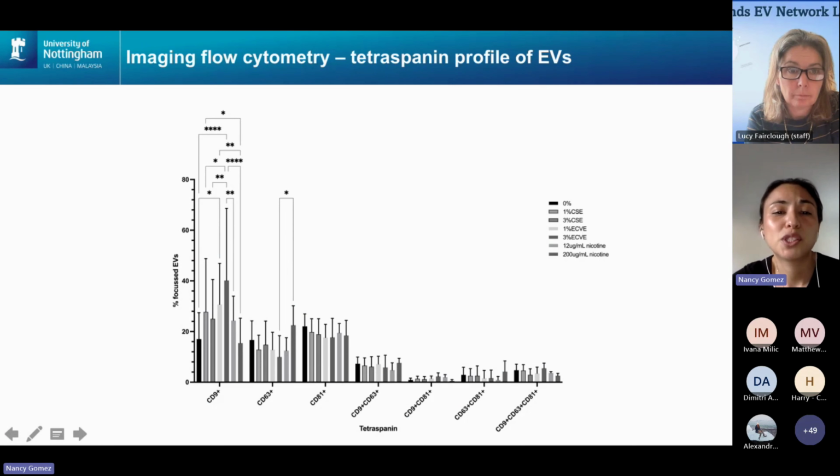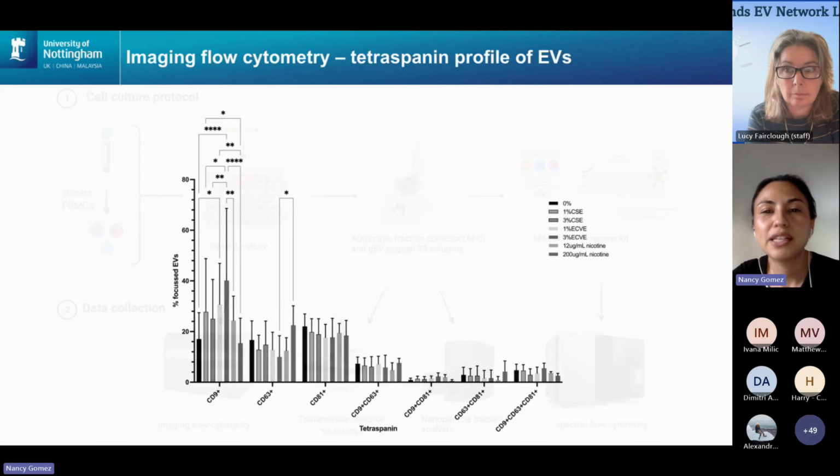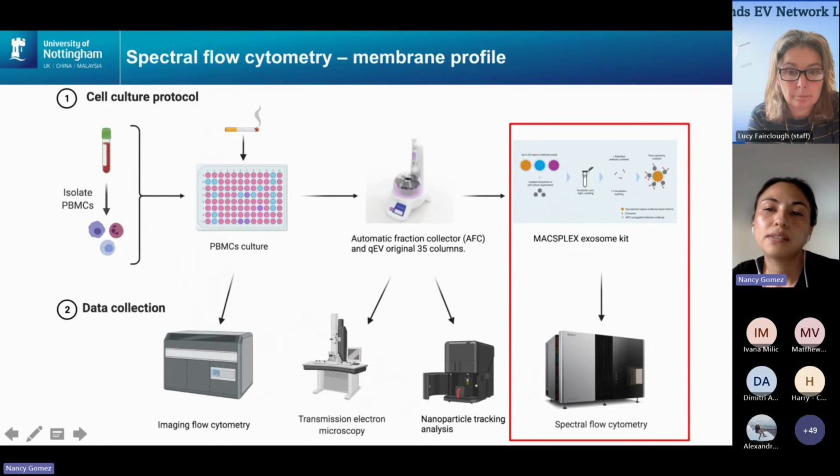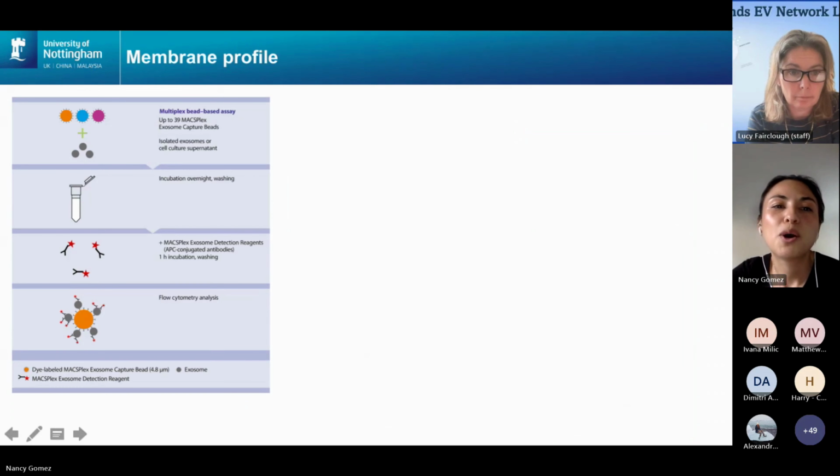So aside from looking at the tetraspanins, we also wanted to look at the expression of some membrane markers found on the EVs. So we used a MACSPlex exosome kit, and the way the kit works is that it has 37 different markers. It has 39 beads, but 37 markers and 2 controls. And using flow cytometry, here we can see we gated for the 39 populations. This is our buffer, and this is one of our samples.